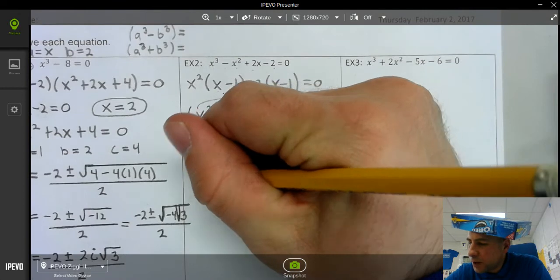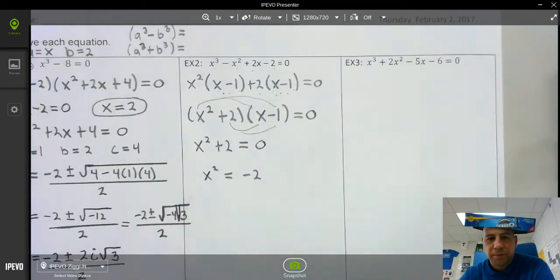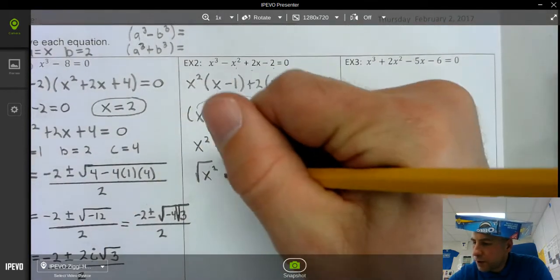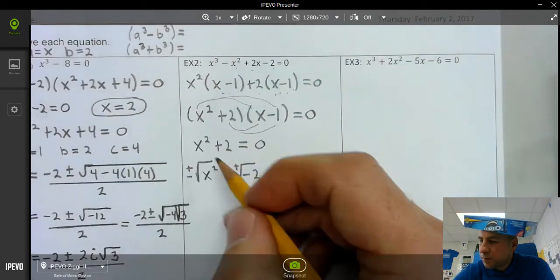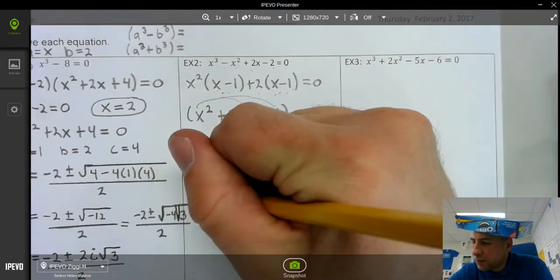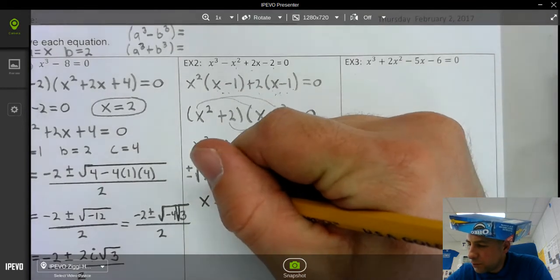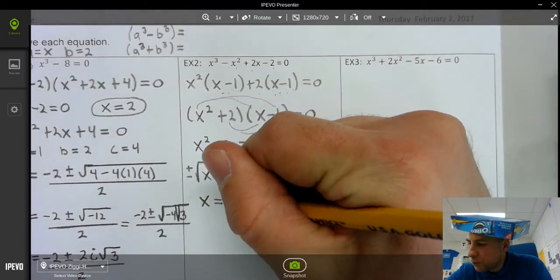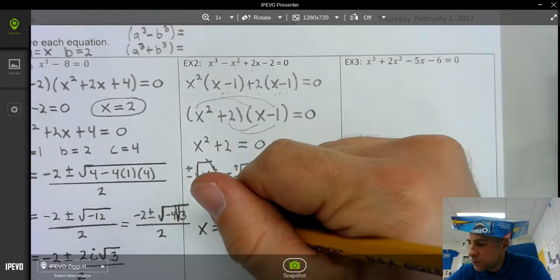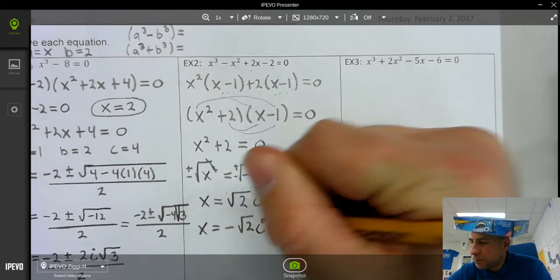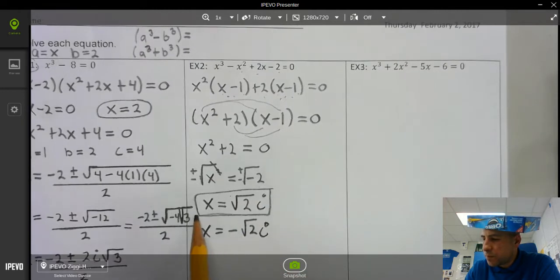Subtract 2 from both sides, you get x squared equals -2. Square root both sides. Remember, it's plus or minus. That becomes the power of 1. So you get x equals plus or minus the square root of -2, so you'll get x equals the square root of 2i, and x equals negative square root of 2i. All right, so there's two solutions.